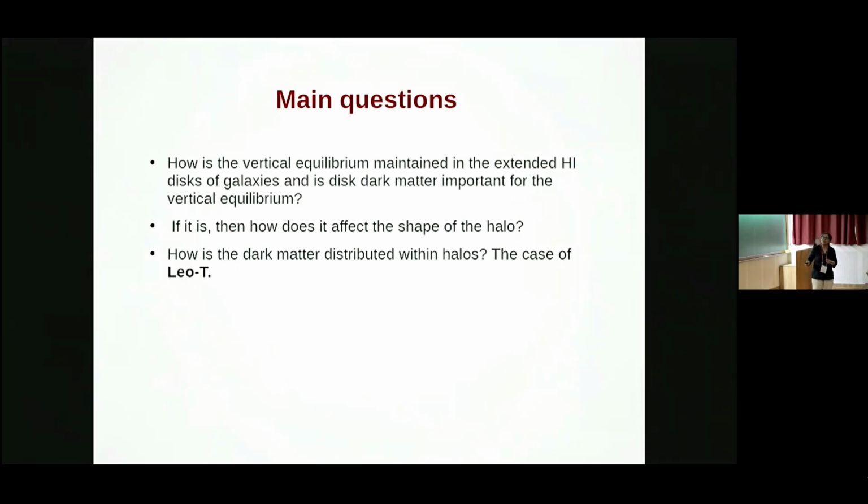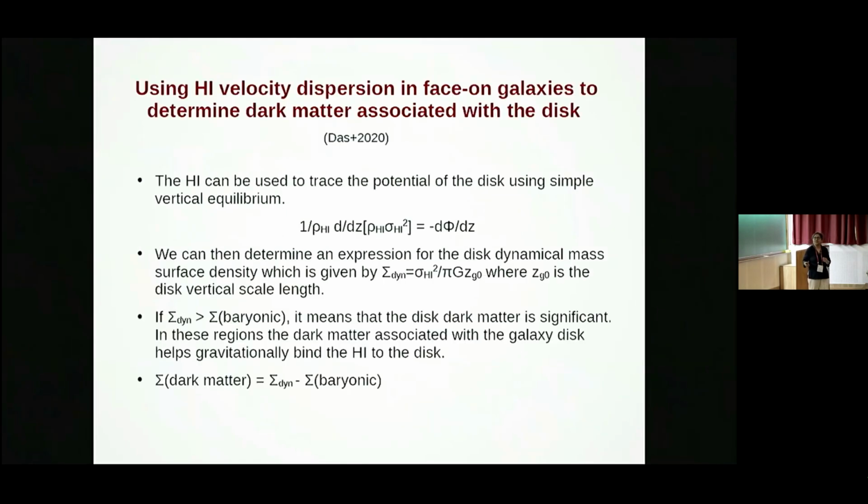So these are our main questions. How is the vertical equilibrium maintained in extended H1 disks of galaxies where you hardly see any stellar matter? Where is the gravity? Is the gravity dominated by the halo dark matter in those cases? And can we use this disk dark matter to also trace the halo shape? And lastly, this is a recent work we started: how is the dark matter distributed within the halos? Can we apply this to Leo T, which is a nearby, very close ultra diffuse galaxy?